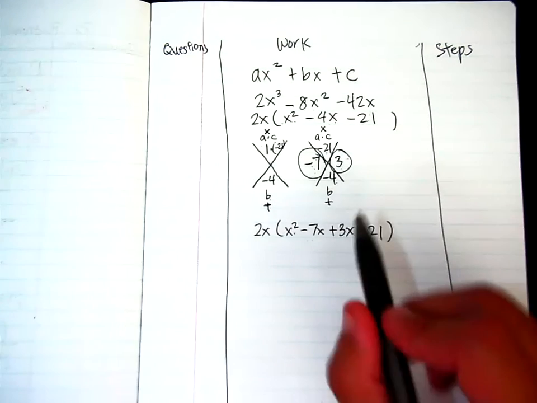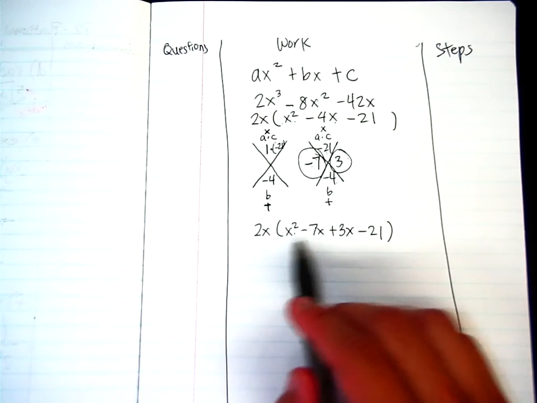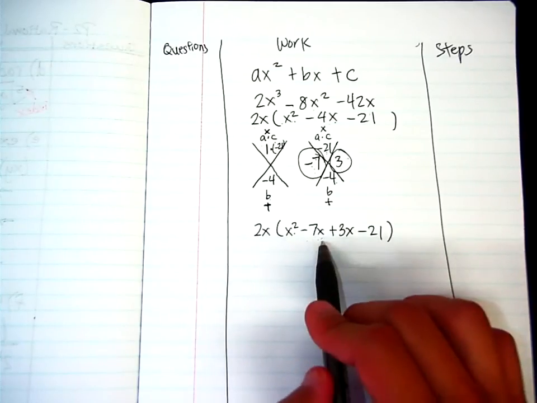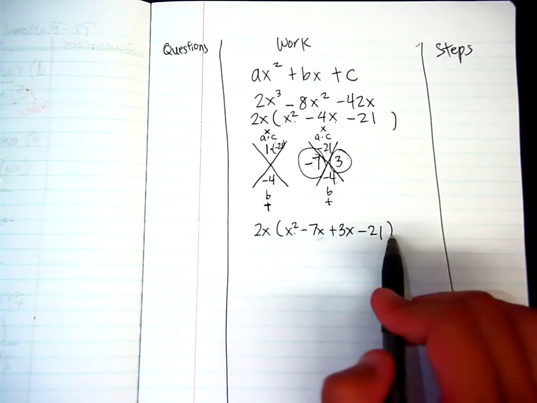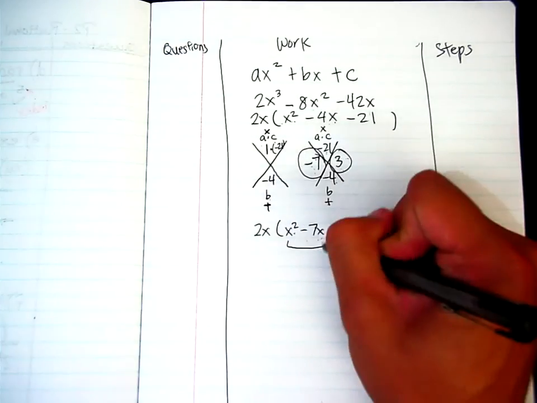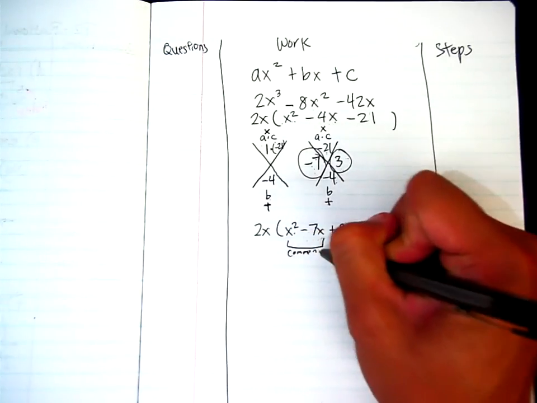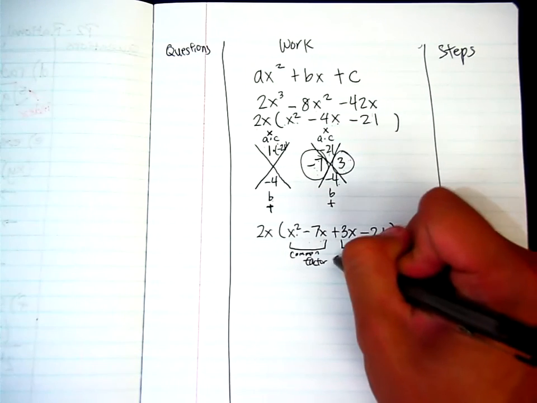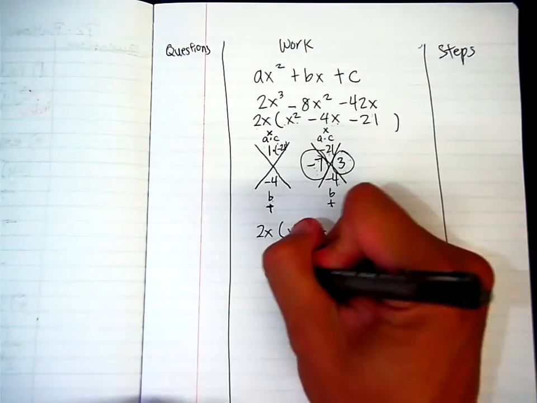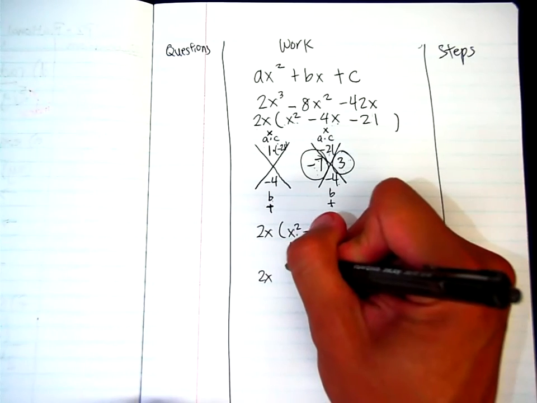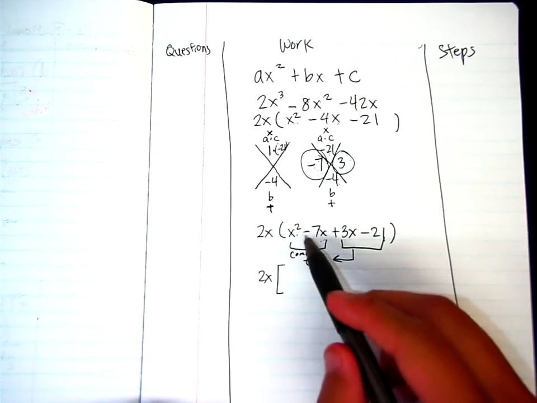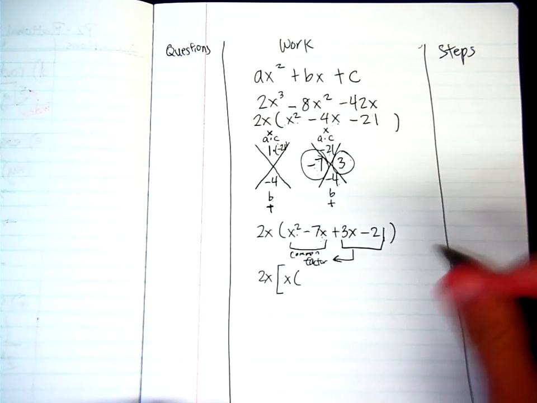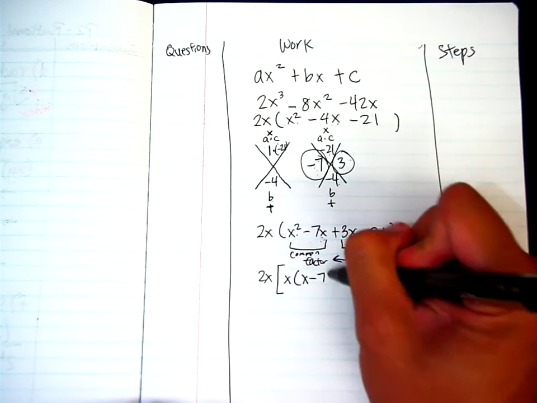Okay, so the next step is I'm going to look at these two, the first two parts, and I'm going to look at what they have as a common factor. Then I'm going to look at these two and look at what they have as a common factor. Okay, so if I look, the common factor with x squared and negative 7x is x. So I'm going to pull out an x, and what I have left is x minus 7.